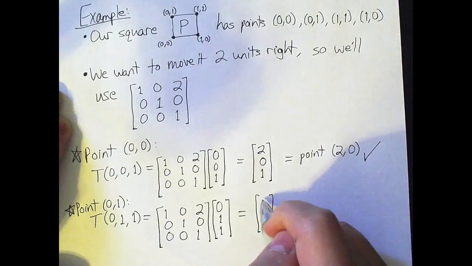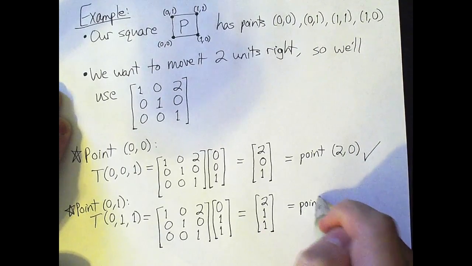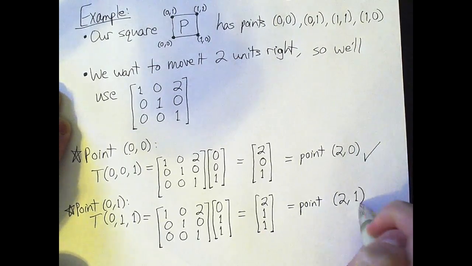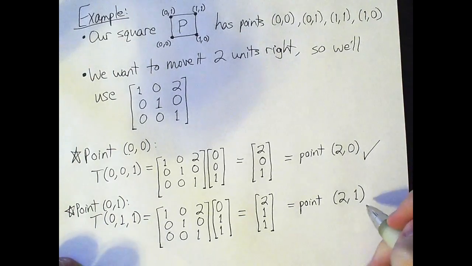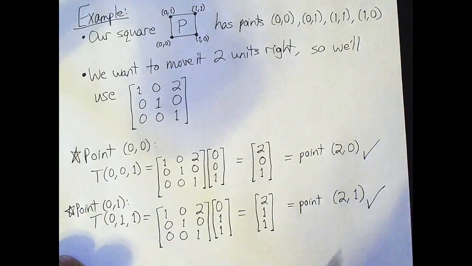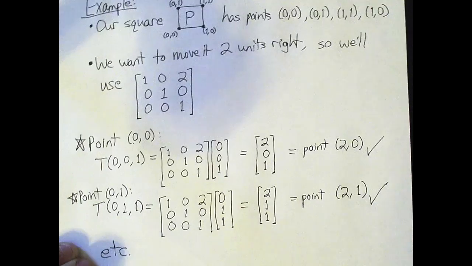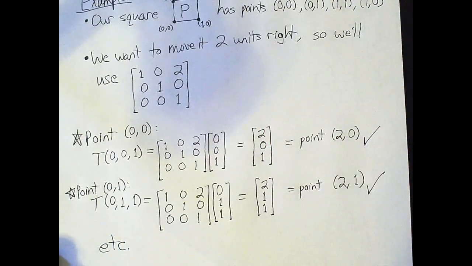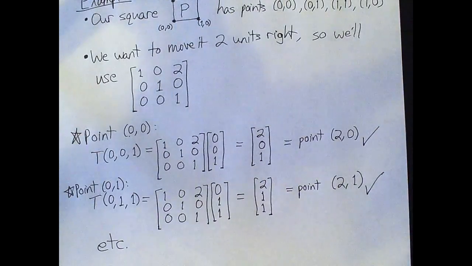And you do, in fact, get 2, 1, 1, which corresponds to the 2-dimensional point 2 comma 1. Which, if you look back at the picture I drew of it getting shifted 2 units to the right, is exactly where we wanted this point to end up. 0 comma 1 moved to 2 comma 1. So I'll just say, etc. All of the points in our 2-dimensional object, whatever they may be, do get shifted 2 units to the right by doing this. It's an interesting trick, right?